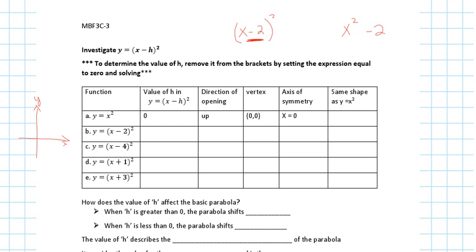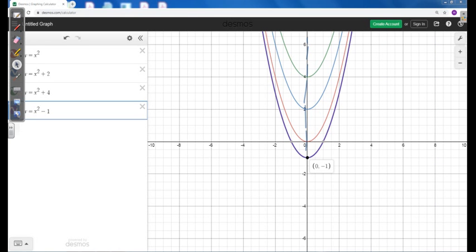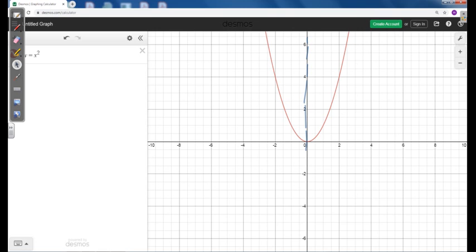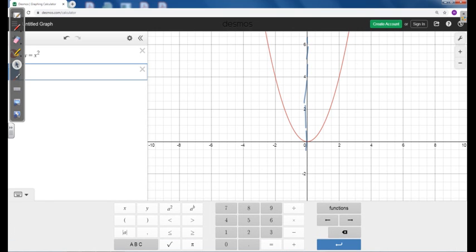Now let's see how that's going to work. So we're going to go back to Desmos, and then we're going to put these functions in Desmos, and let's see what happens. Okay, again, we're comparing it to y equals x squared. So the first one is y equals bracket x minus 2 close bracket, and then put the square.